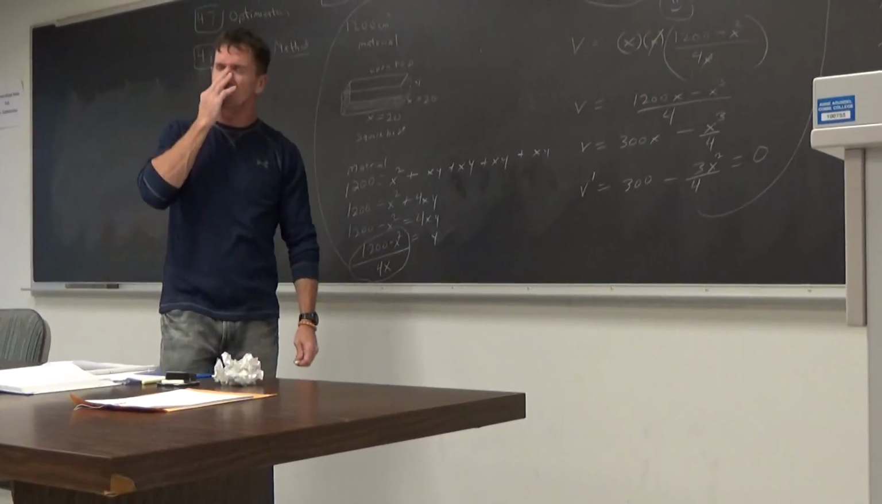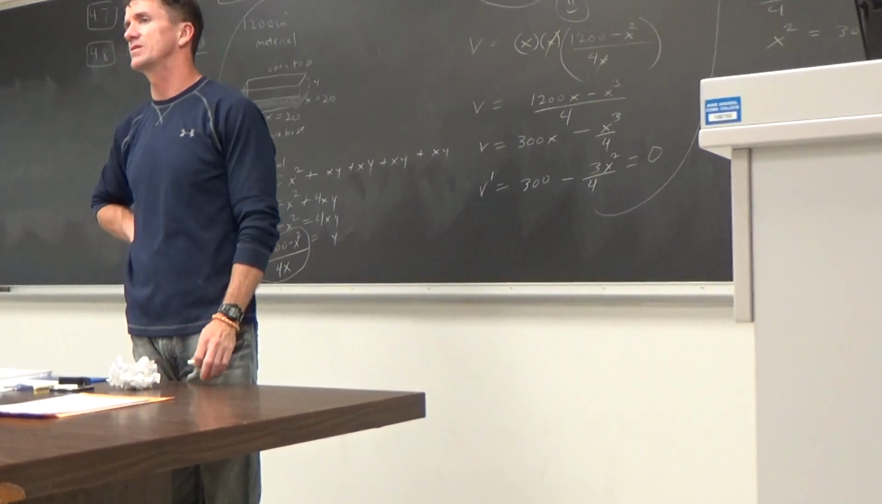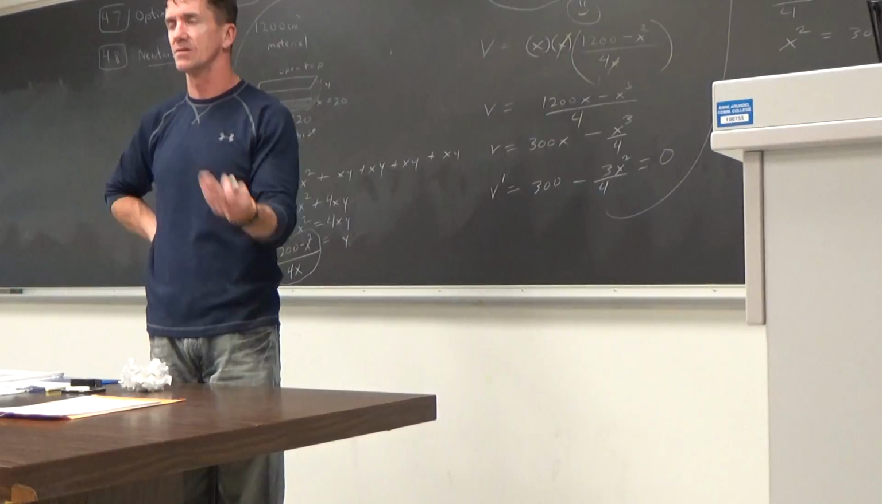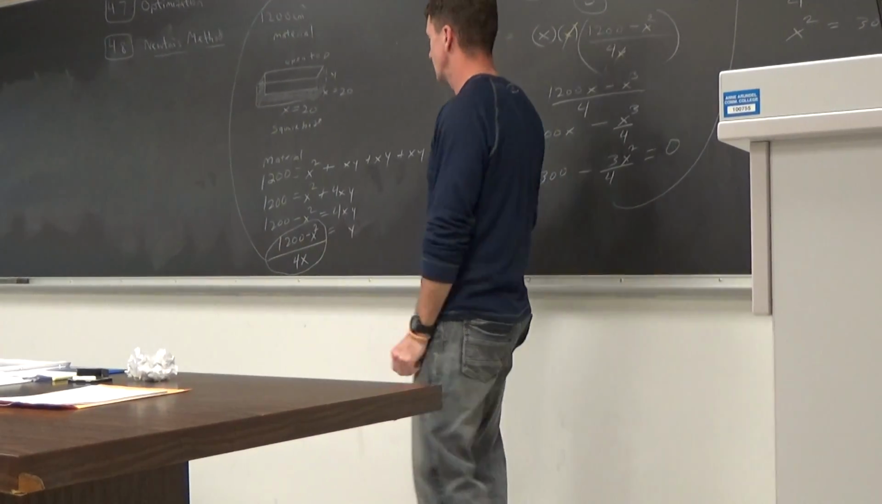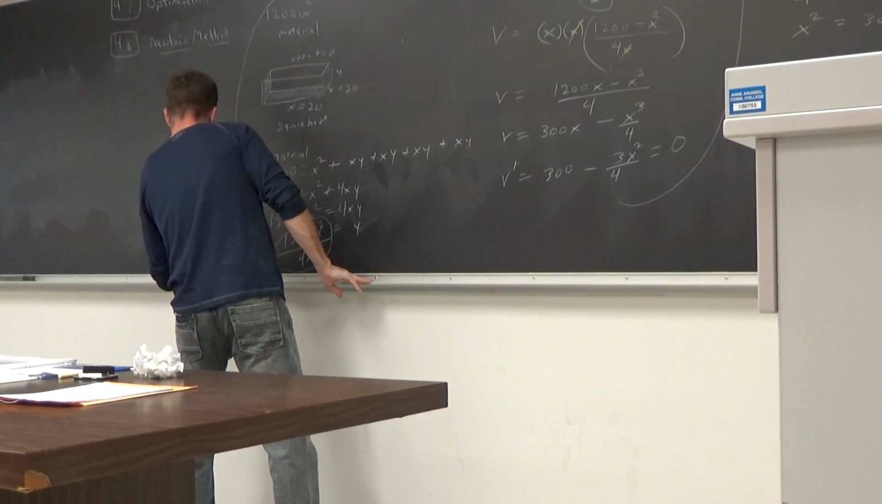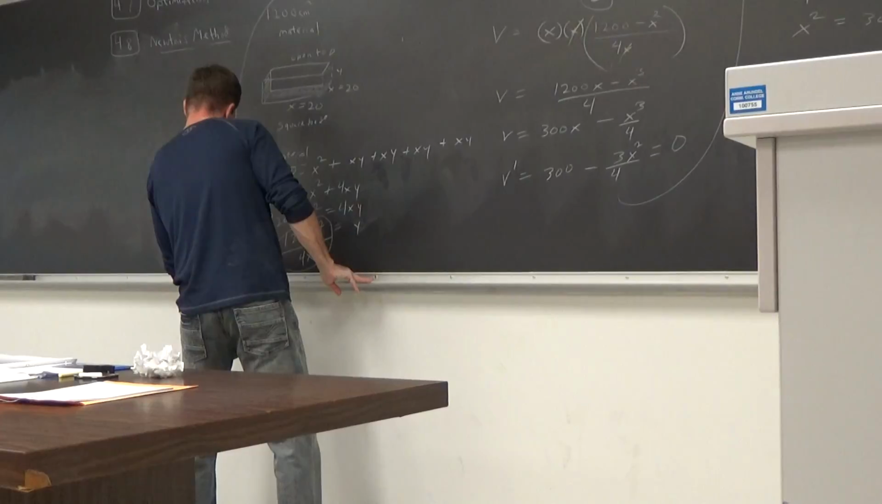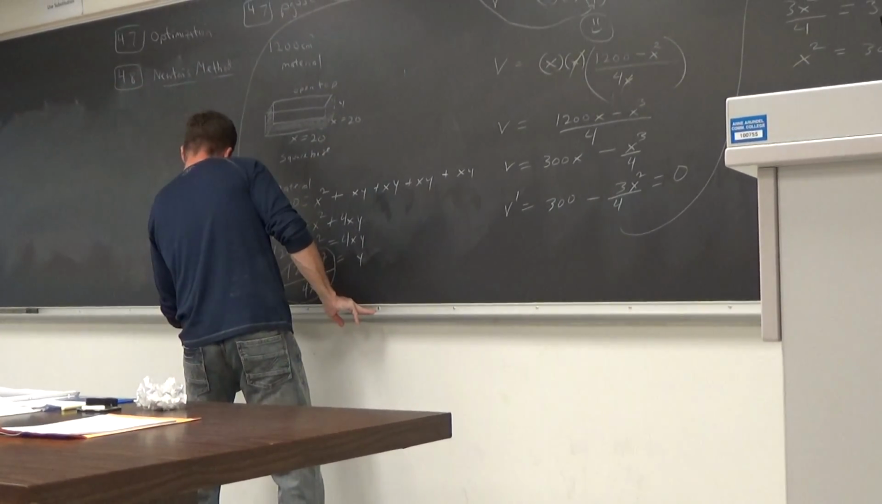10. There's a lot of symmetry with optimization. 20, 20, and then this other number becomes 10. Yeah, it's interesting. 1200 minus 20 squared all over 4 times 20.